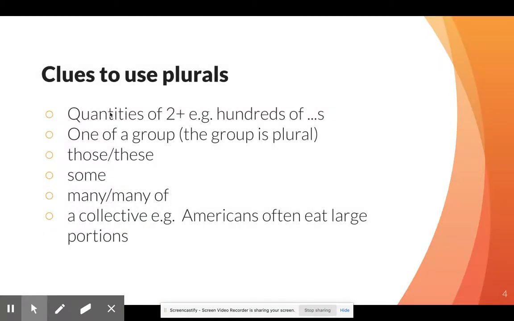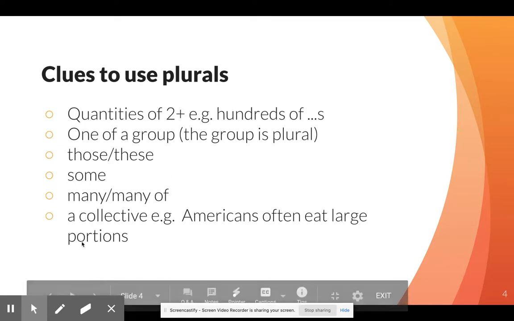So we might look for quantities. For example, hundreds of trees were purchased today. One of a group, so one of my friends is going to the movies. These words give a big clue. These is the plural form of this. So if I say this desk is right in front of me, that's different than these desks are in my classroom. Some also indicates that there's going to be more than one. So some students dropped by to wish me happy holidays. Many, certainly a clue that we're going to have a plural follow.